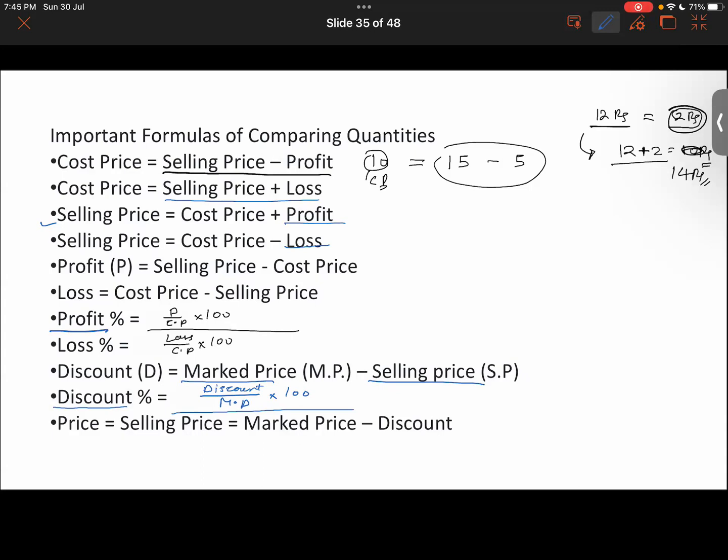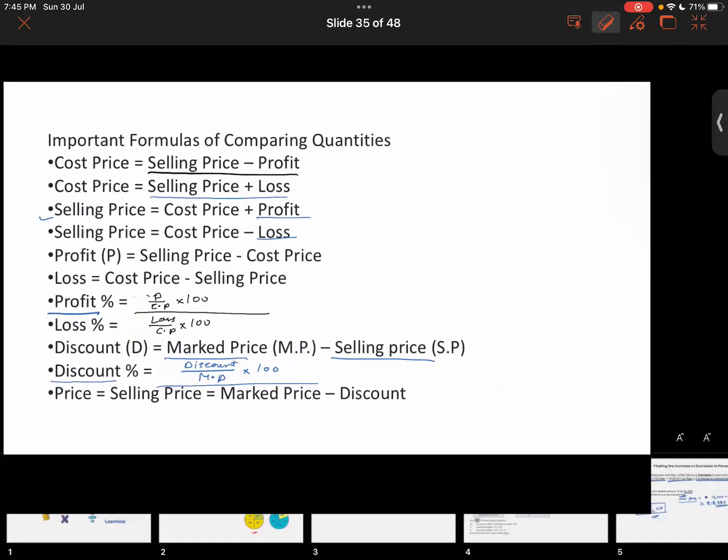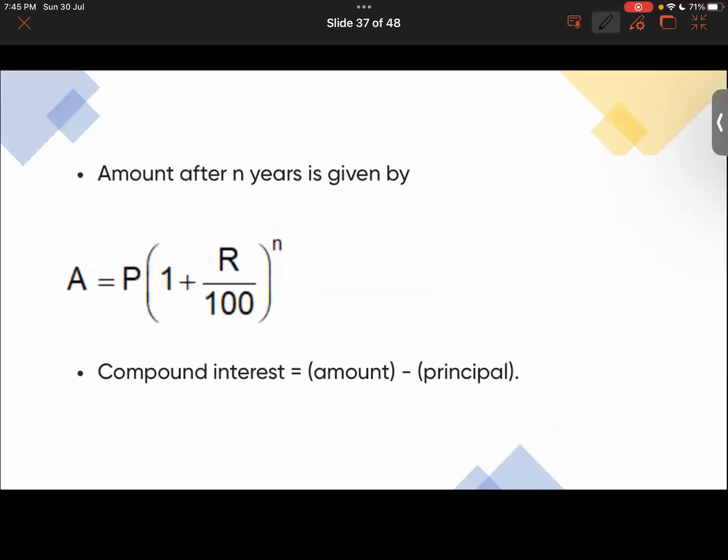So I was guessing that you guys have remembered all the formulas so far. Ahmed, you also take the screenshot. I have taken it, sir. Okay, now let's move on. We also look at these formulas as well, like to find selling price and cost price when gain percent and loss percent are given. We were using these formulas. Take a screenshot of these ones as well. Sir, done. Okay, now let's move ahead.